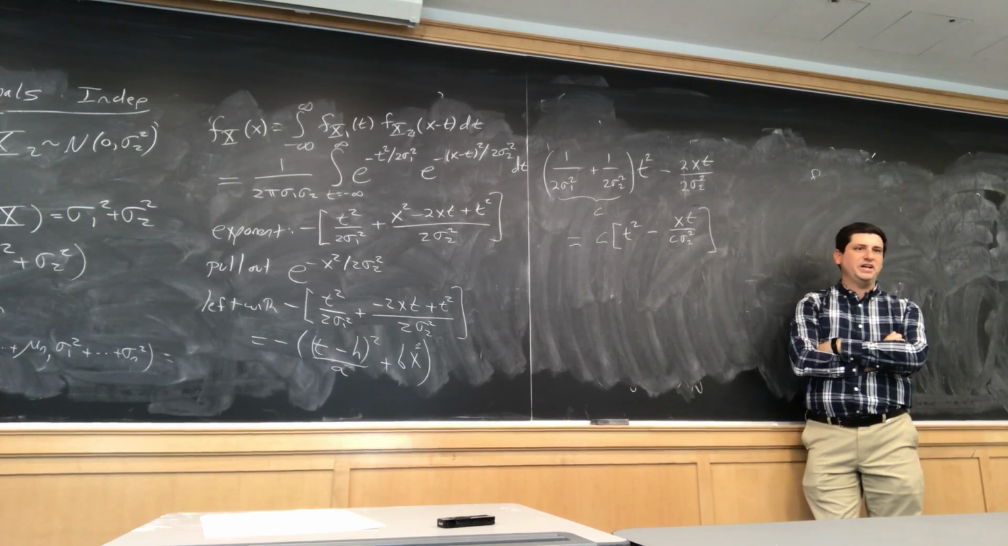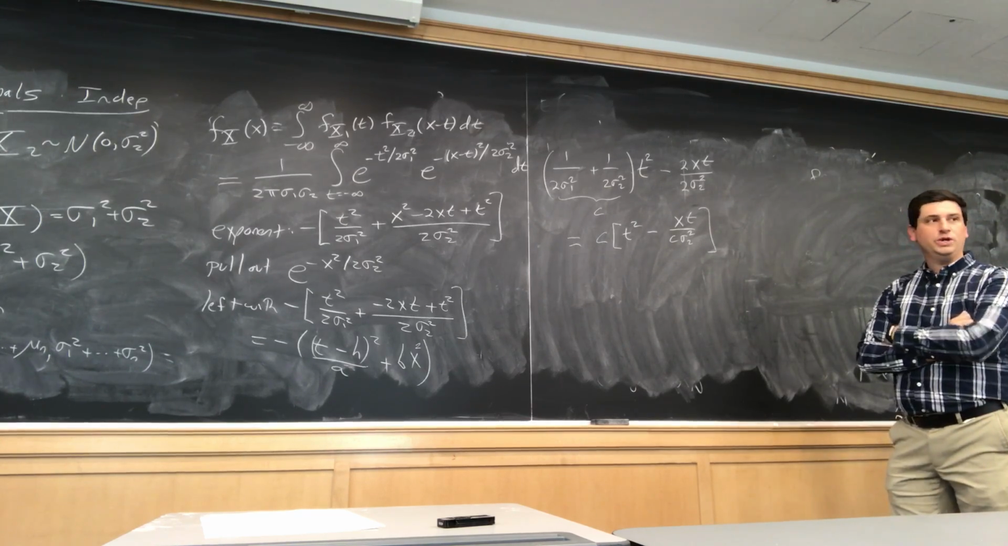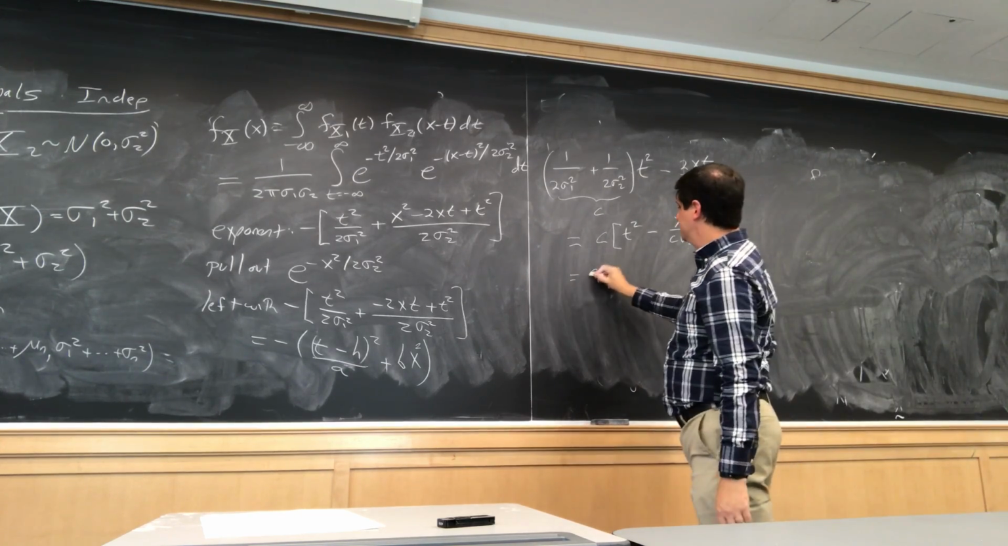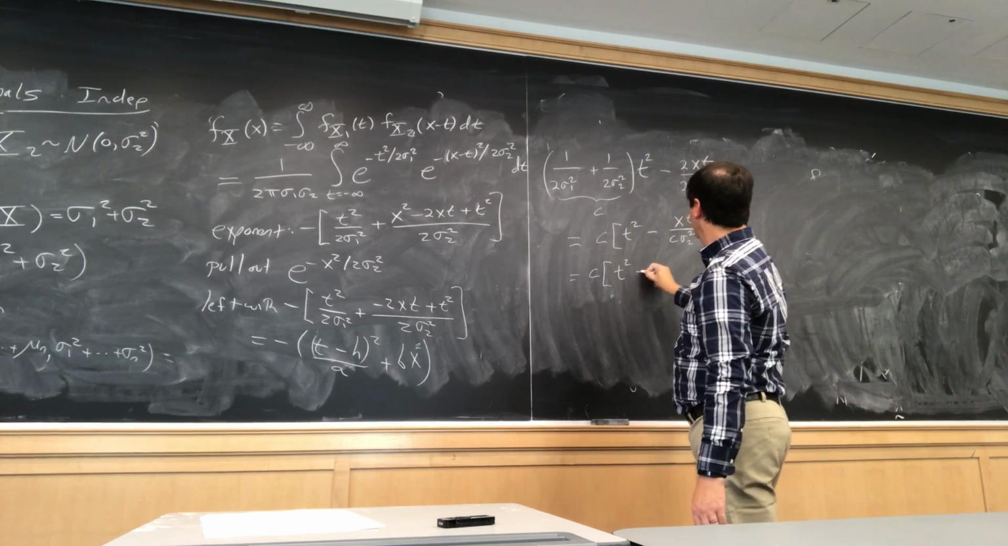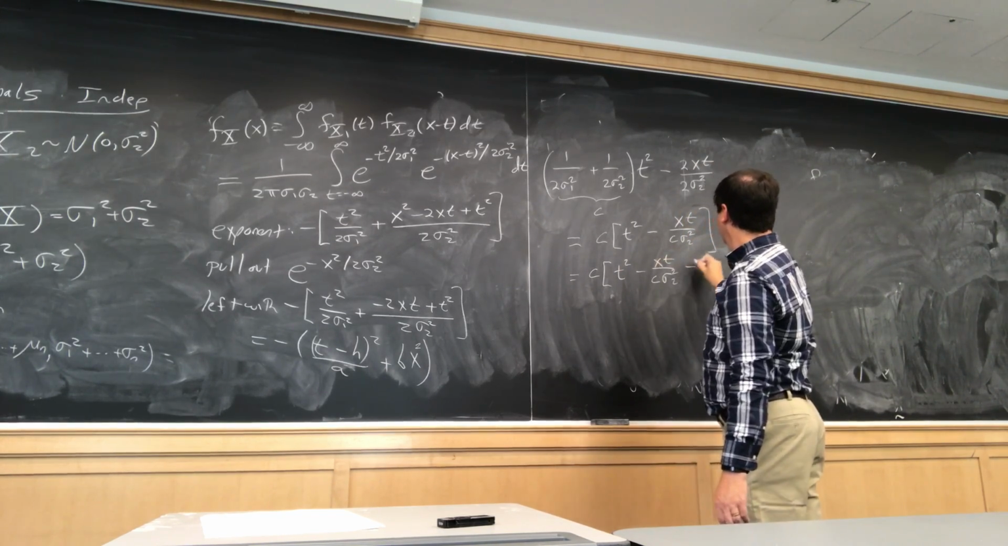There's a good chance I'm going to make an algebra mistake, given that I just made one a moment ago. So please be aware and watch. Well, now we just want to complete the square. So this would be C. I can write this as t squared minus xt over C sigma 2 squared plus.